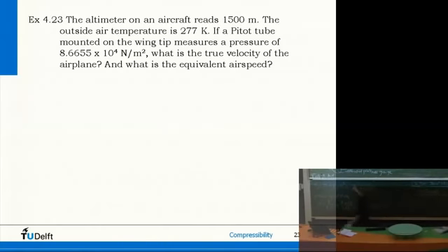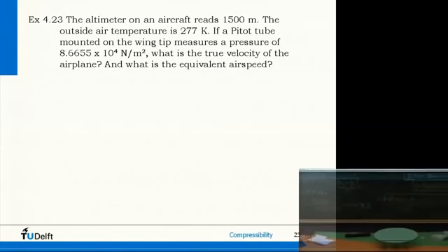So now we can compute the velocity, square root of 2 times P0 minus P over rho. So V is the square root of 2 times P0, the pitot tube given up there, 8.6655 minus this one, 8.456 times 10 to the power 4, divided by the density, 1.064. And then we find the speed to be 62.8 meters per second. Is that okay?